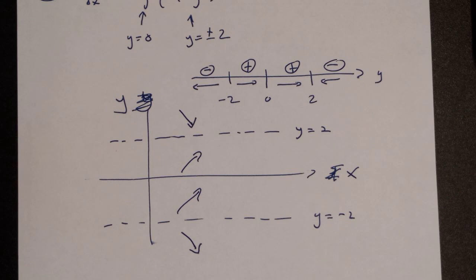Classify each critical point as stable, unstable, or semi-stable. Stable means both arrows in. Unstable, both arrows out. Semi, one on each.